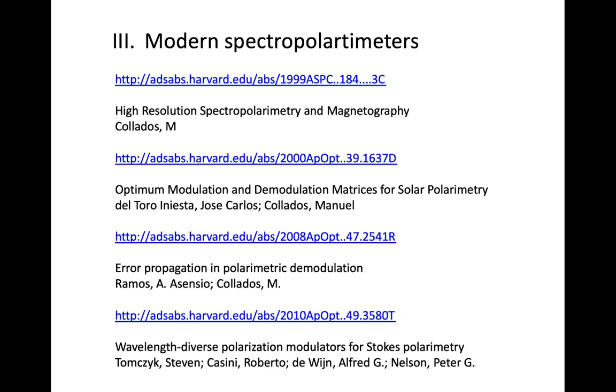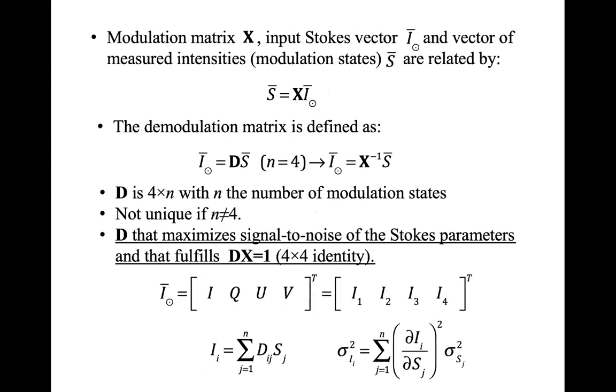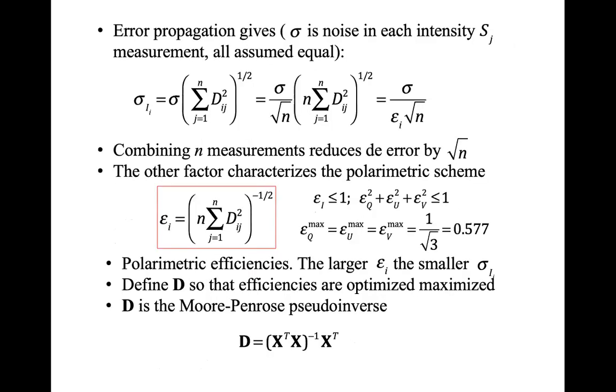In this way of defining the polarimetric efficiencies, we're only assuming there are errors due to the measurements. In your article, you were also assuming errors on the D's, I think. Yes, that's what you were propagating, also errors on the D's, on the measured modulation. Yes.